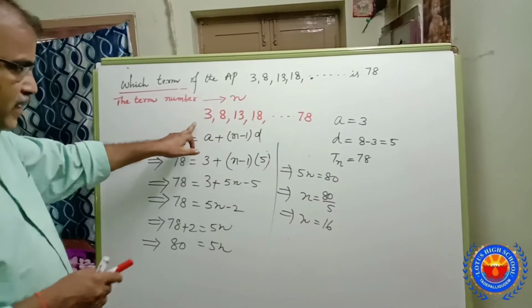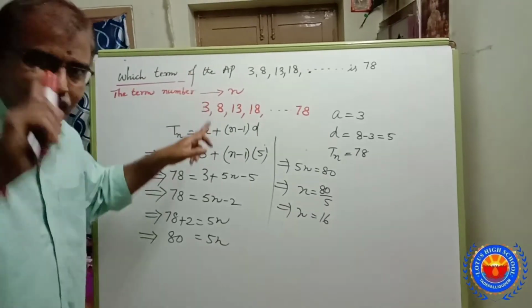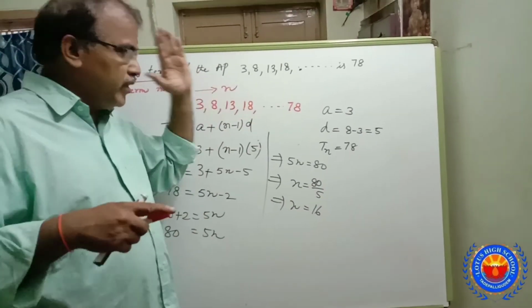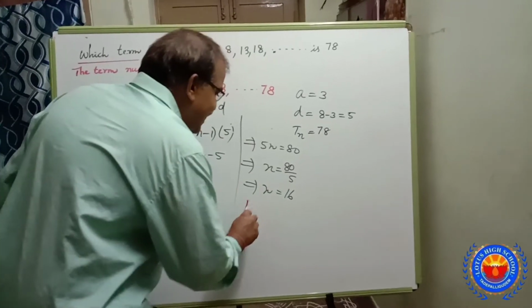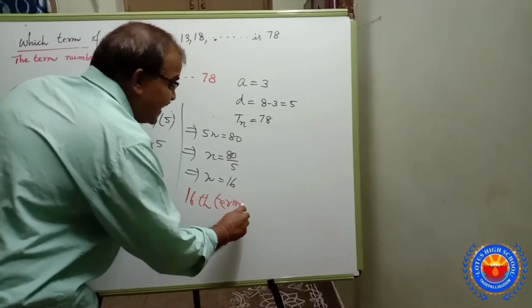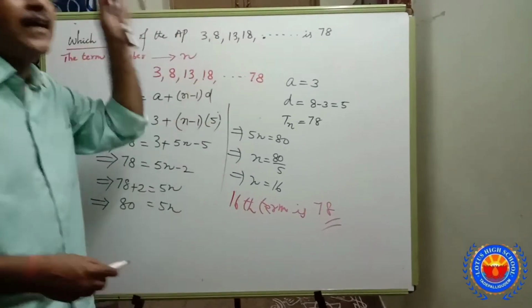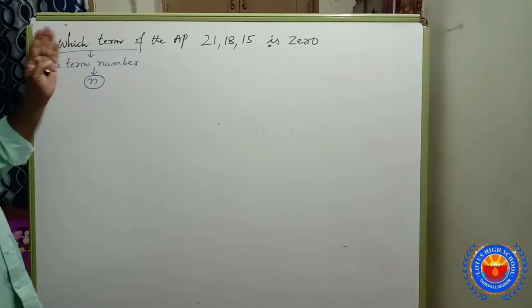16th term. First term, second term, third term. The first term is 3, second term is 8, third term is 13, fourth term is 18, fifth term is something, and the 16th term. Therefore, 16th term is 78. 16th term is 78. Very important model. Okay. So one more sum.